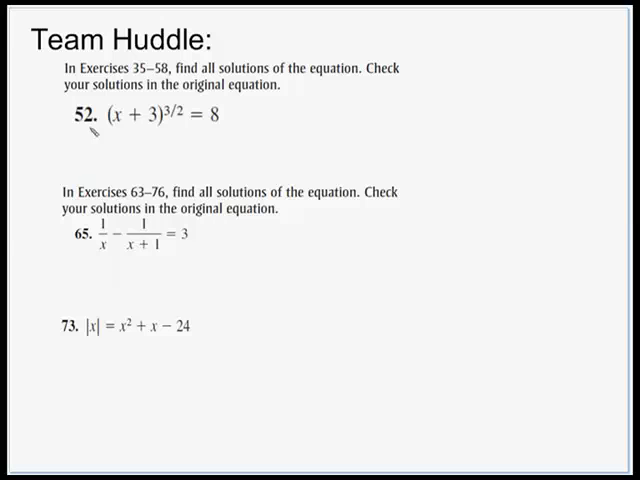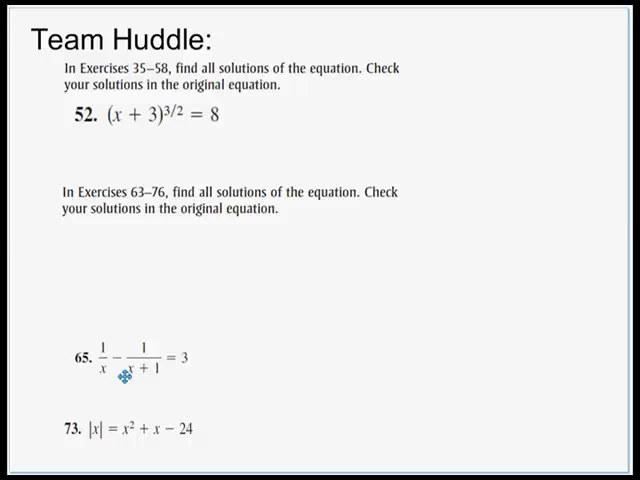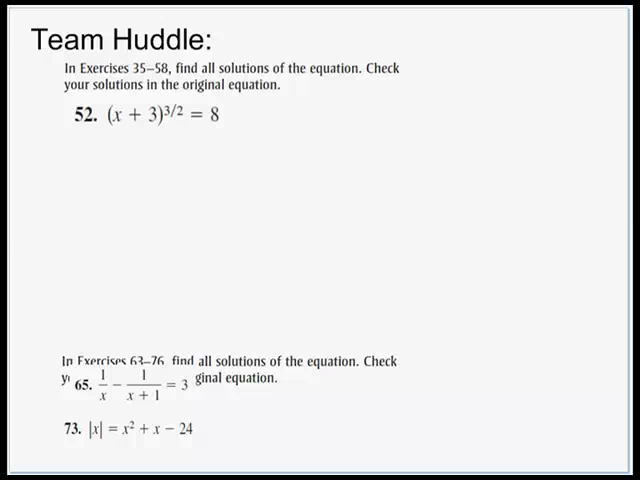So for the huddle, 3 problems. We got one with a rational exponent, one with a fraction, and one here with absolute value bars. So give each of those a shot and start the video back up. See if you got them. Okay, the first one is rational exponent.